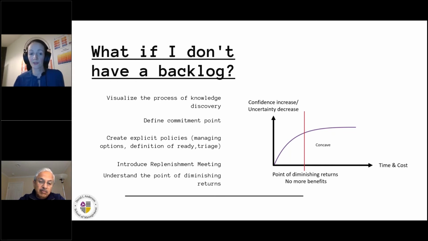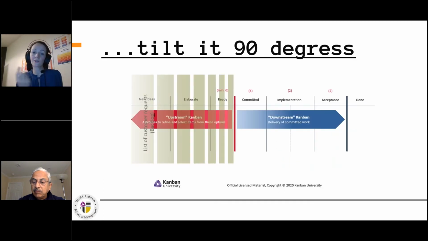Create explicit policies, so how you manage options. What does it mean that you can invest? What does it mean that you need to discard? What is the definition of ready for the next phase? What are your triage criteria? Introduce a replenishment meeting. The replenishment meeting is the one that happens on the right, on the red vertical line. So the replenishment meeting is the moment of commitment.